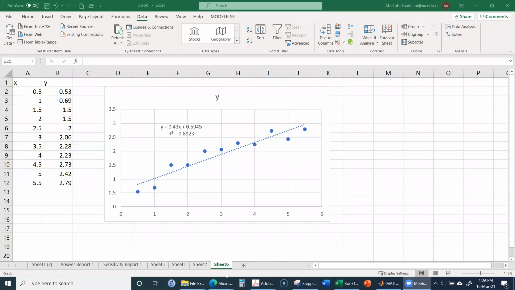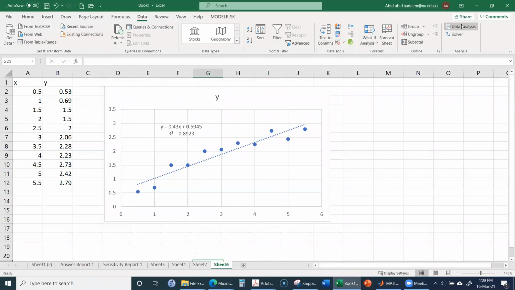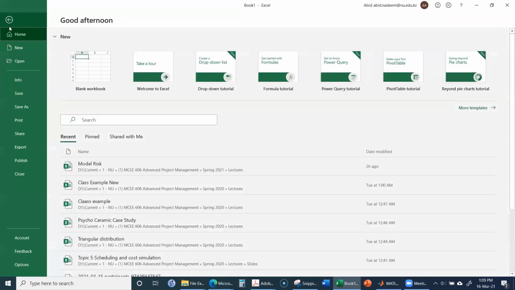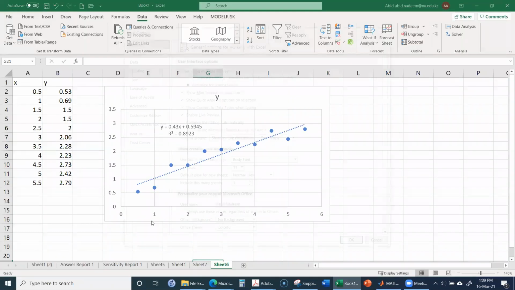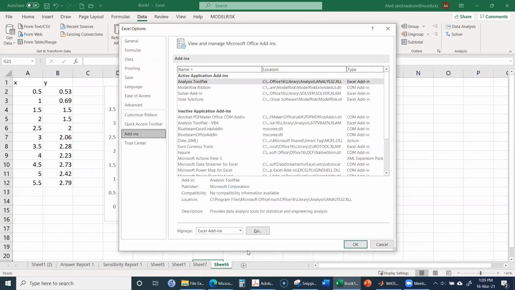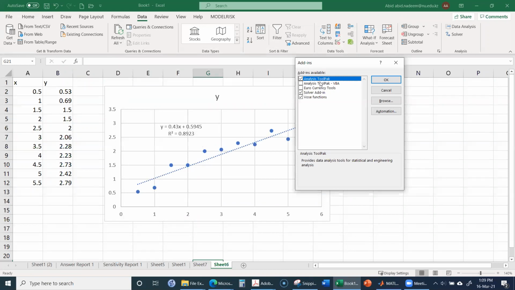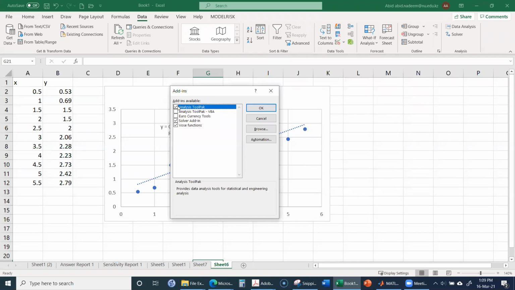So I have uploaded this data analysis tool pack. Can we download it from the official site? Yes. If you don't see it over here, then just go to your Microsoft Excel, options, add-ins, and Excel add-ins, and then it should be here. Analysis tool pack. If it is not selected, you should select it and then you can do it.